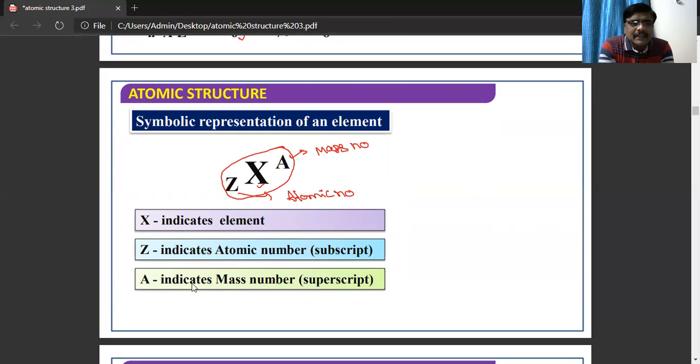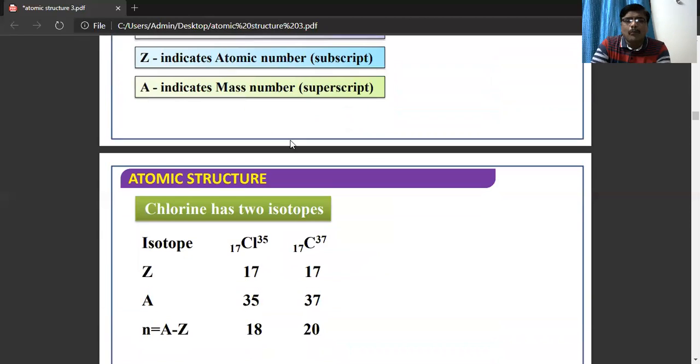So this A is always denoted in the form of a superscript. Superscript means it is written at the top, whereas Z is indicated in the form of a subscript. That means it is written at the bottom.